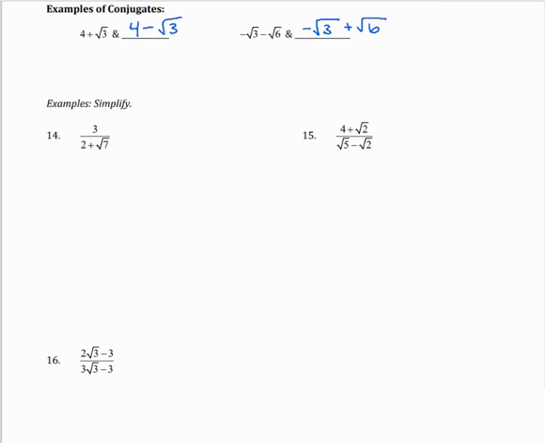So when we are rationalizing using a conjugate, again, it's because there are two terms in the denominator. Terms are broken up with plus or minuses. Remember that. Okay? So I'll do 15 with you. So I'm going to use the conjugate. So I'm going to multiply by root 5 plus root 2.